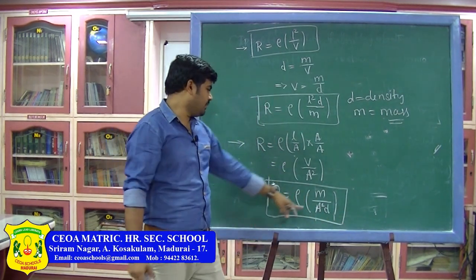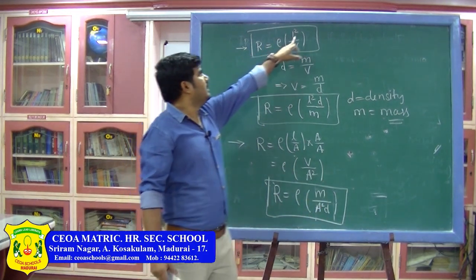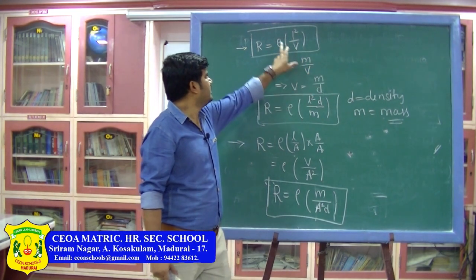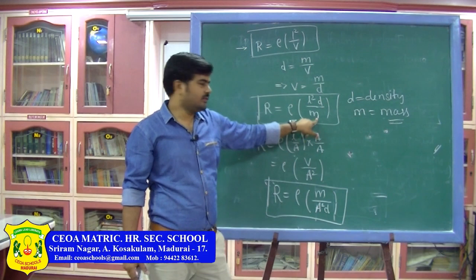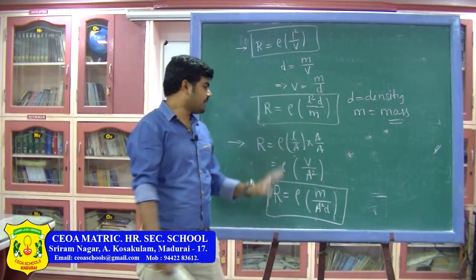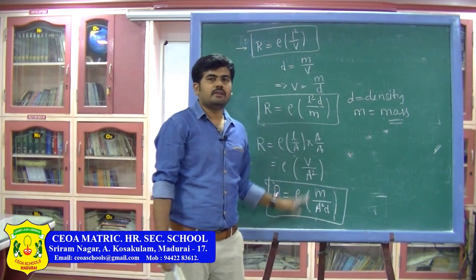So, one form is in terms of the area of cross section, density and mass, whereas the other one is in terms of the length of the wire, density and mass. These are different forms of electrical resistance. Based on the given data mentioned in the problem, we can use any one of these equations.